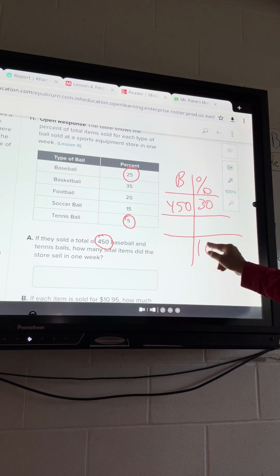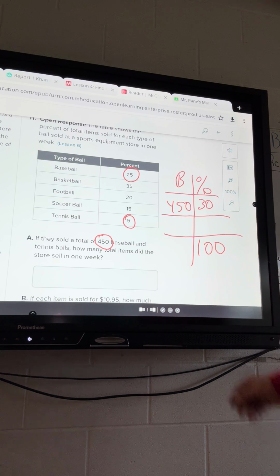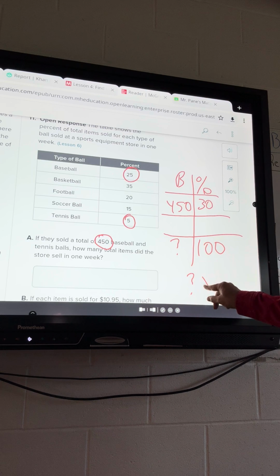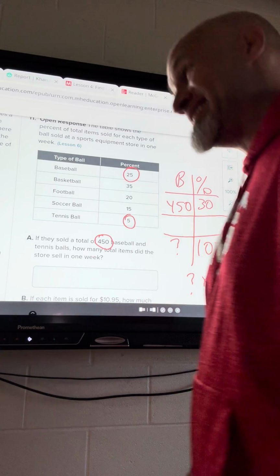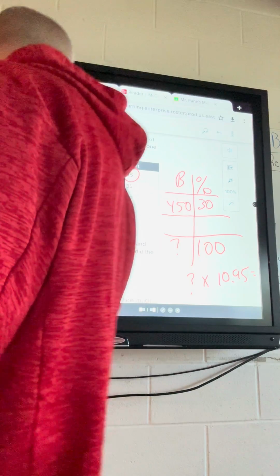You're trying to figure out what 100% of that is. And then when you find that answer, you're going to take that answer and multiply it by $10.95 to figure out how much money they made overall. Okay? So I set that up for you pretty good there. We should be able to figure that out.